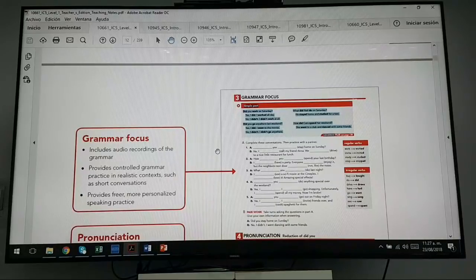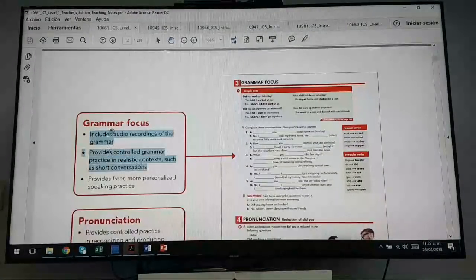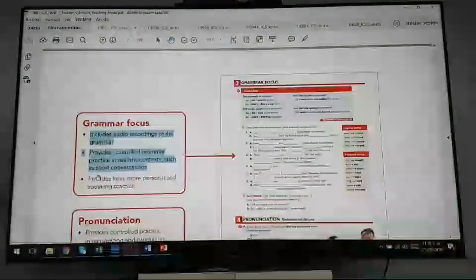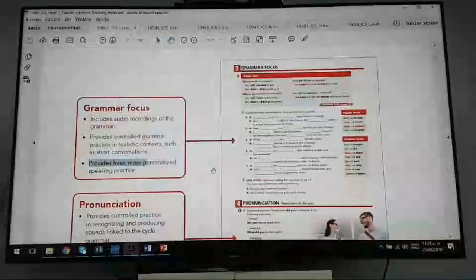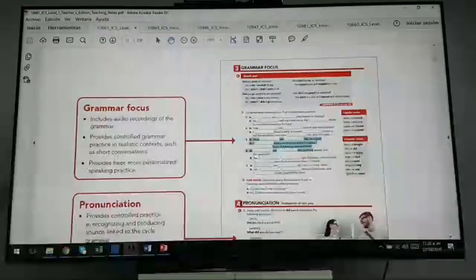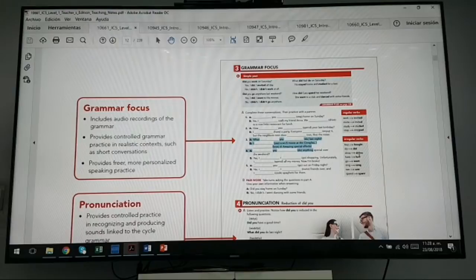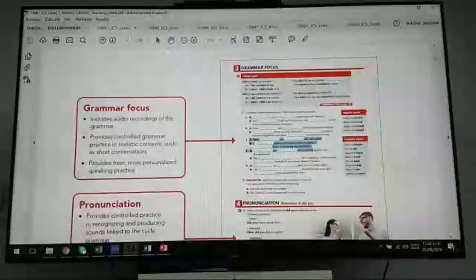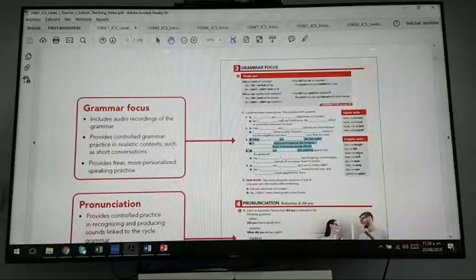Of course, there are enough grammar recordings, and it provides controlled grammar, so you can go little by little. So you go from simple to more complex, and then more personalized speaking practice. So there's this moment in class when students can start having more conversation with activities. It has to do with what you are producing now, and then there is this little opportunity for you to start interacting with your peers, so with your students.